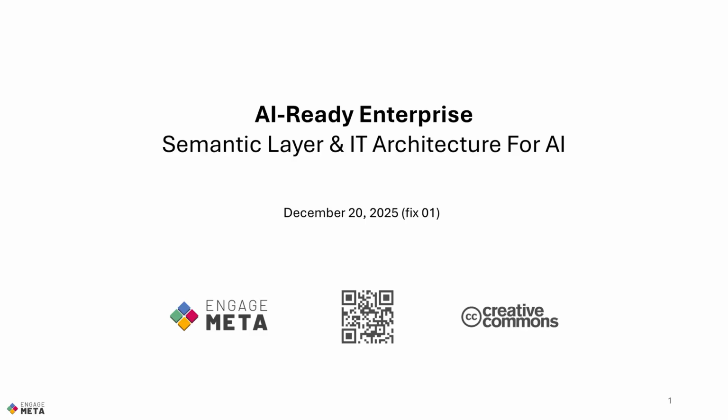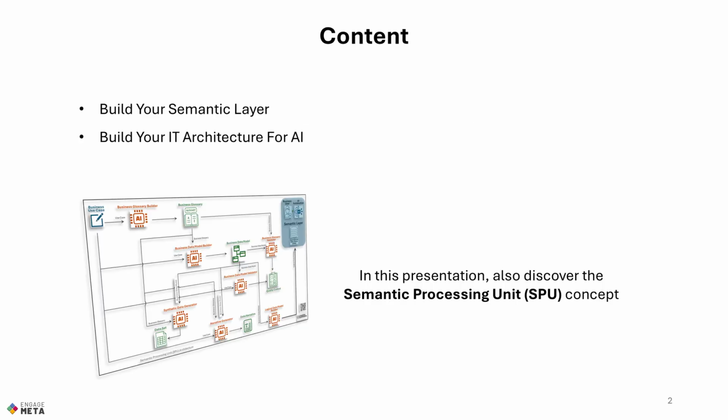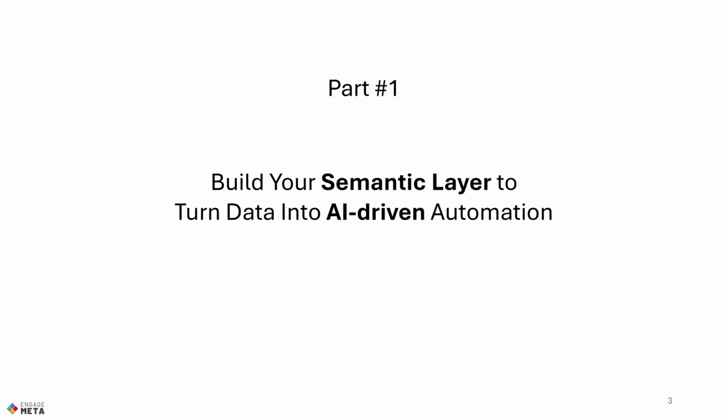This presentation explains how to build a semantic layer on an AI-ready IT architecture. The objective is to make AI reliable, scalable, and aligned with business meaning. The presentation is structured in two main parts. First, we focus on building the semantic layer, then on designing the IT architecture for AI.